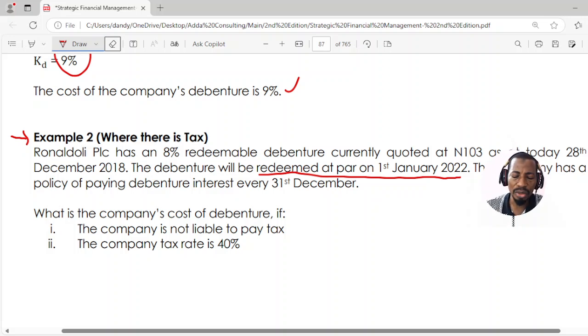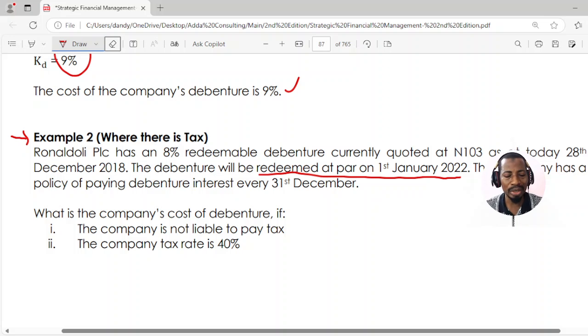Again, in this particular question, examiner did not give us the redemption period, but we are told that the company always pays interest on 31st December. Of course, we are told that it will be redeemed at par on 1st January 2022. That's the redemption date. And we are told that today is 28th December 2018. So how many years is this debenture? You are going to start counting. 2018 is already gone because this is December 2018. Before you can recognize a year, you have to count 12 months.